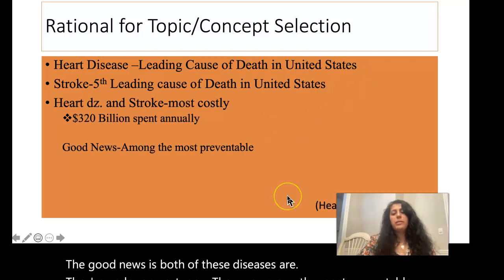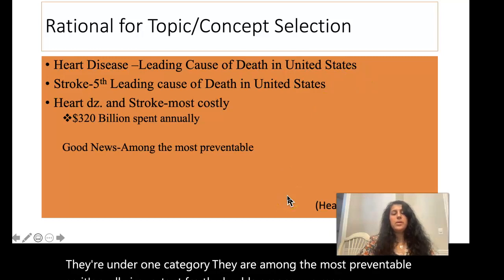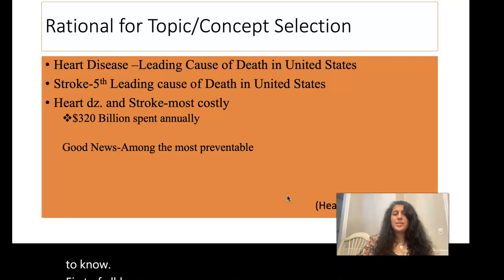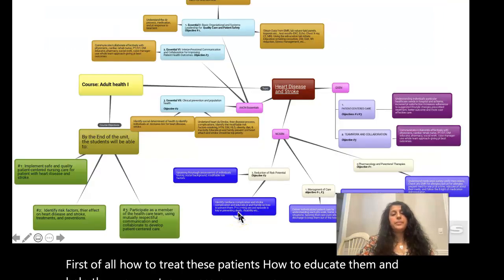So it's really important for the baccalaureate student to know, first of all, how to treat these patients, how to educate them and help them prevent the disease.